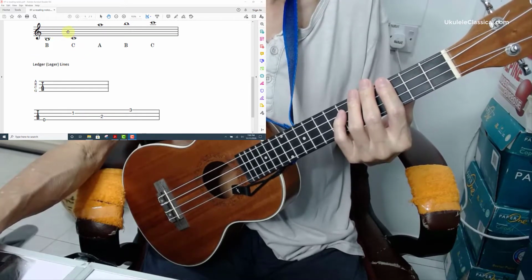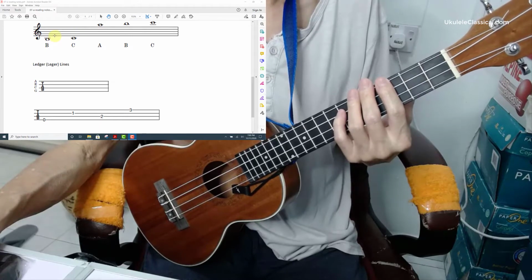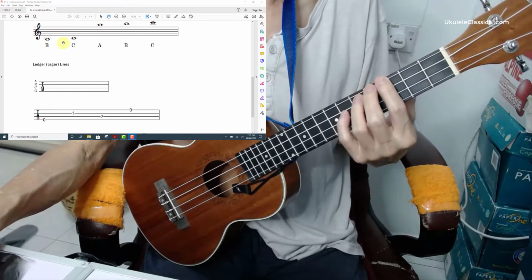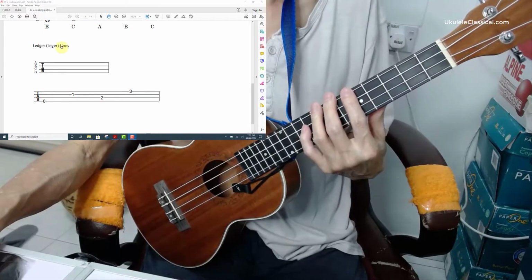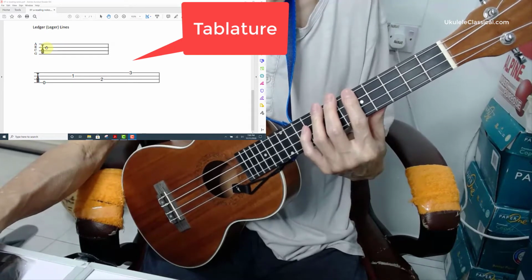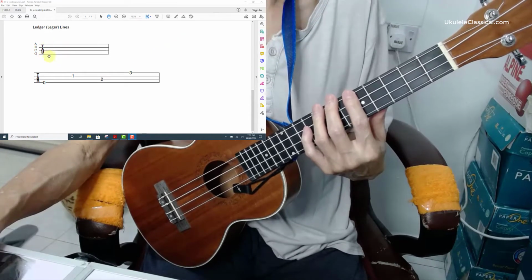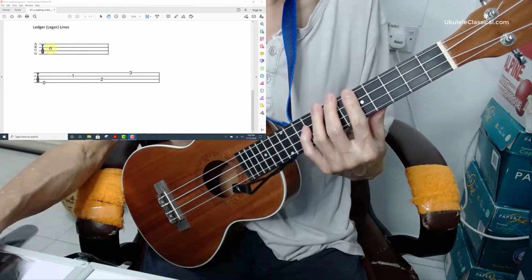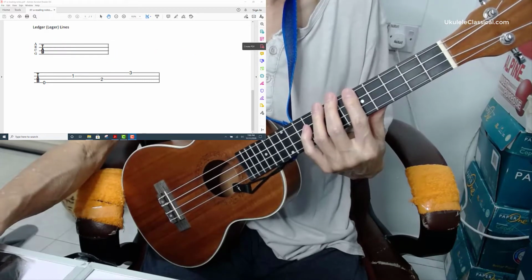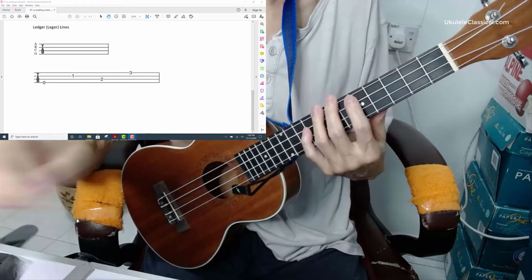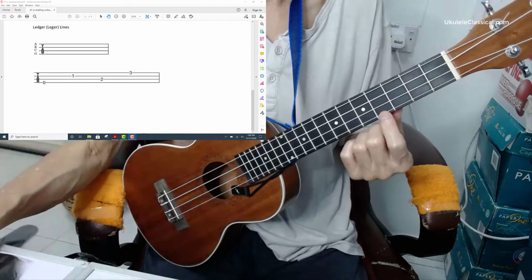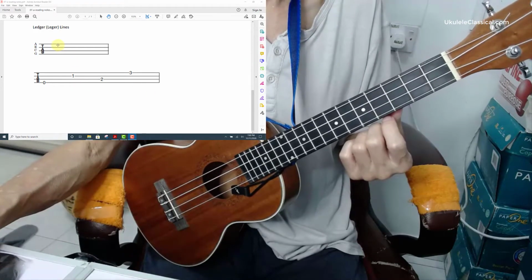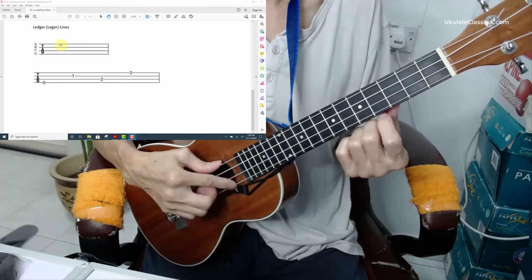Now, the staff itself does not help us know where to press on the fretboard of the ukulele. So there is another notation called tablature notation, and normally we simplify it by just calling it tab or tabs, and this is easier to read. Each line of this tab refers to a string of your ukulele. So the first string is this one, denoted by this line, the topmost line. So that is the first string.